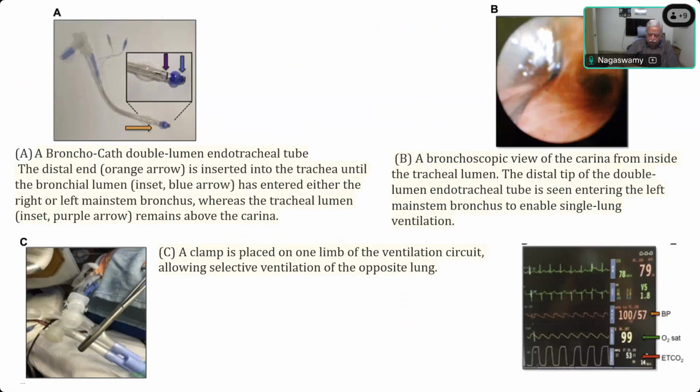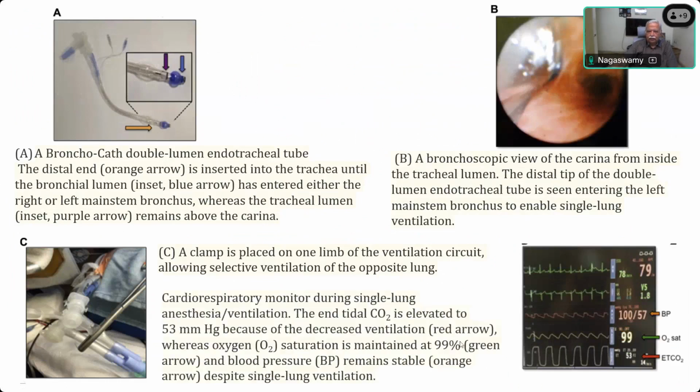What is this monitor showing? A rise in EtCO2, hypercarbia in one lung ventilation. This is the cardiorespiratory monitor during single lung ventilation, EtCO2 elevated to 53 because of decreased ventilation, whereas oxygen saturation is maintained at 99%, and blood pressure remains stable despite single lung ventilation. So in the initial stages it will be maintained. Only when it starts dropping do you have to do all the maneuvers to maintain the oxygen.